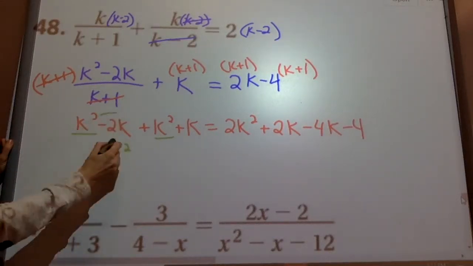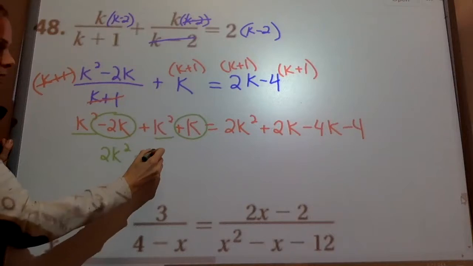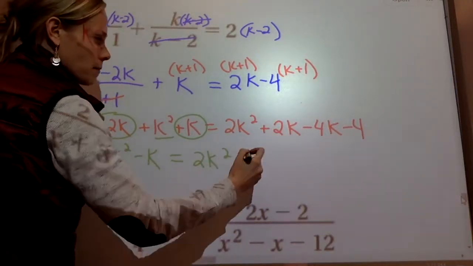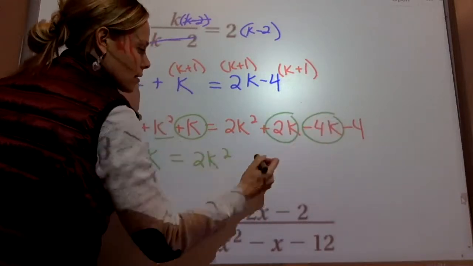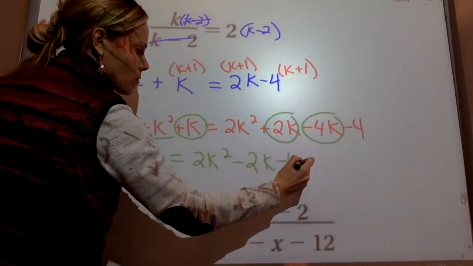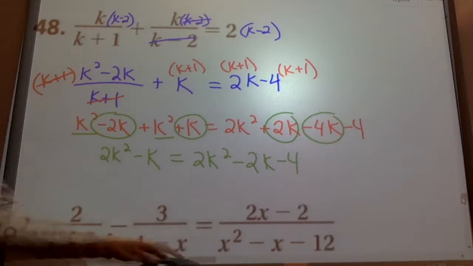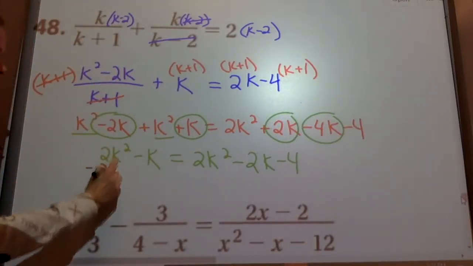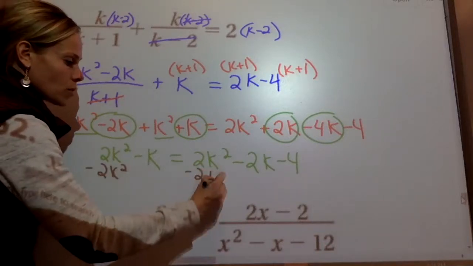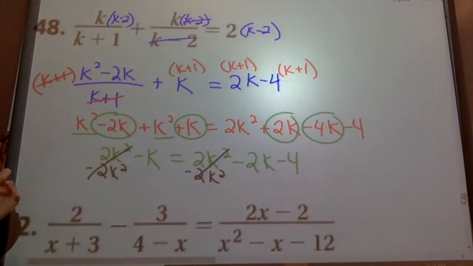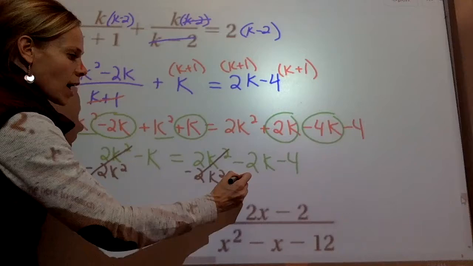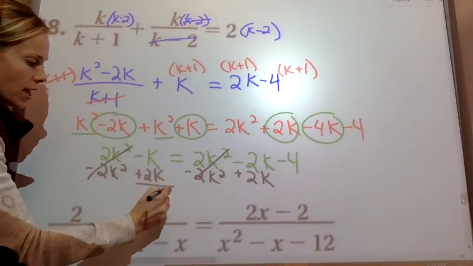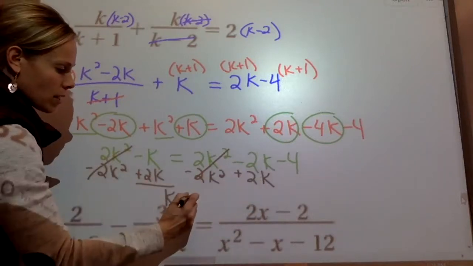2k squared, combine my k's, right? So minus k equals 2k squared, combine my k's, minus 2k minus 4. And then I need to get my terms together. So I'm going to subtract the 2k squared, and those just end up canceling out. Get my, add 2k over. So it's just k, and then what's left is negative 4.